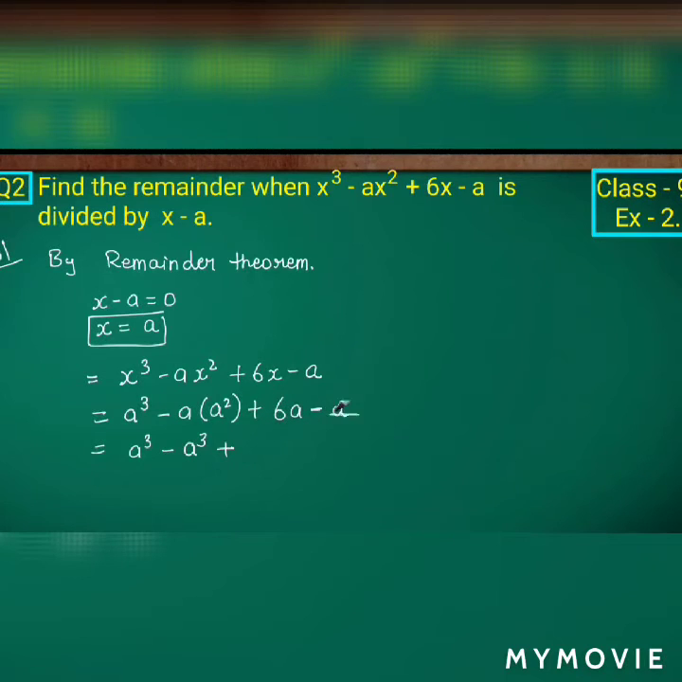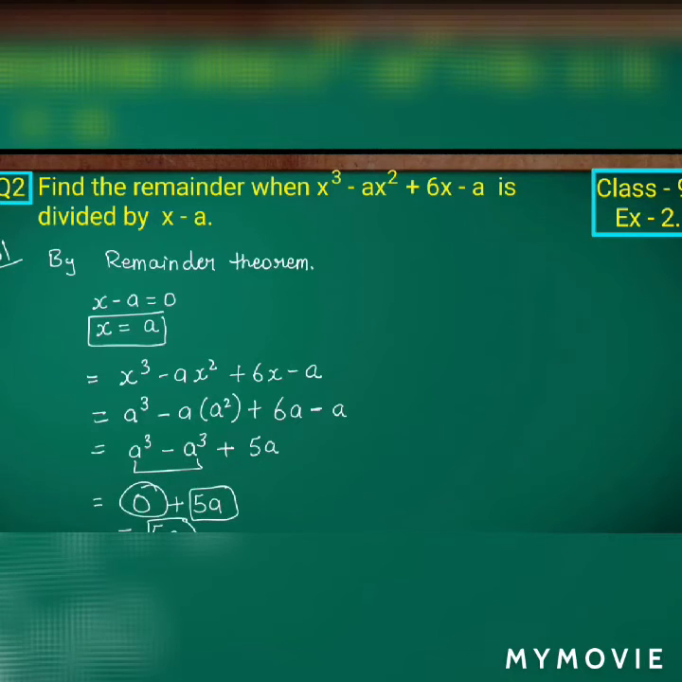a cube plus 6a minus a. 6a minus a becomes 5a. Here plus a cube and minus a cube become 0, plus 5a. What is the value we got? 5a. 5a is the answer for x cube minus ax square plus 6x minus a. It is the 0 of the polynomial.